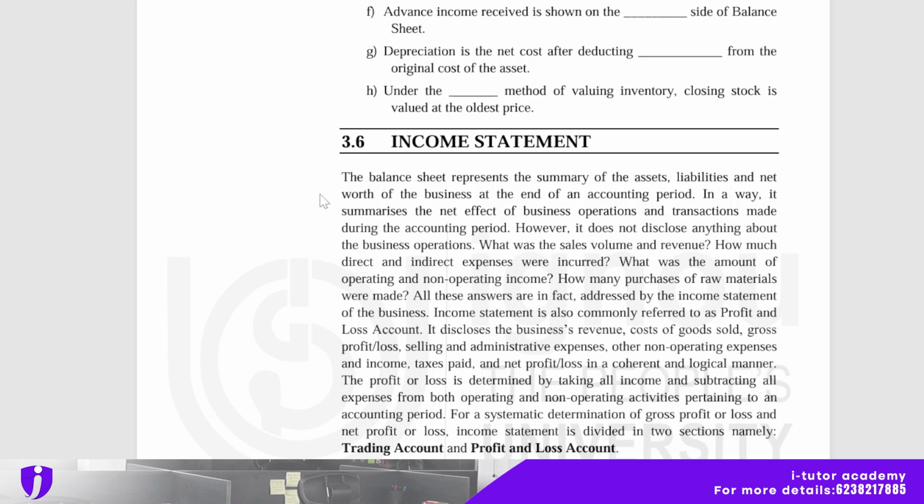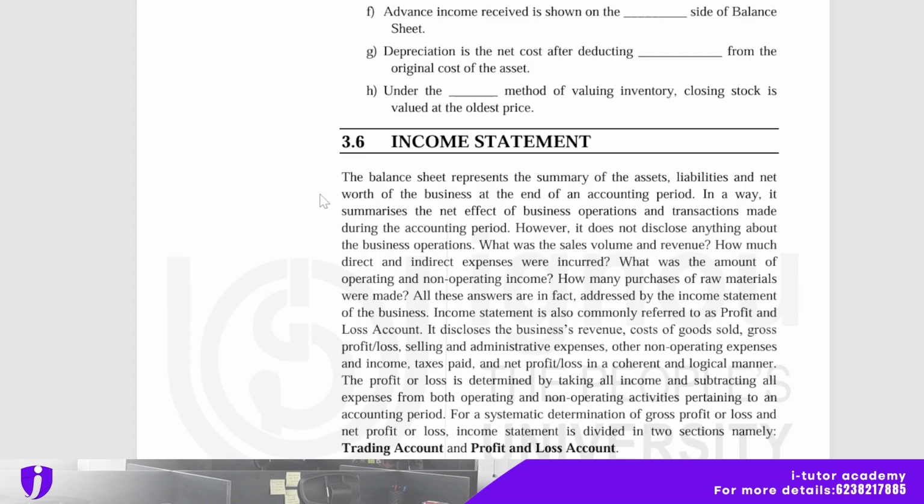Income statement is also commonly referred to as profit and loss. It discloses the business revenue, cost of goods sold, gross profit or loss, selling and administrative expenses, other non-operating expenses and income, tax paid, and net profit or loss in a coherent and logical manner. The profit or loss is determined by taking all income and subtracting all expenses from both operating and non-operating activities pertaining to an accounting period.